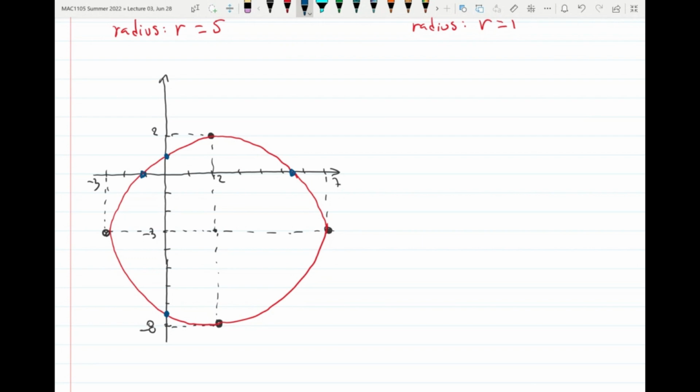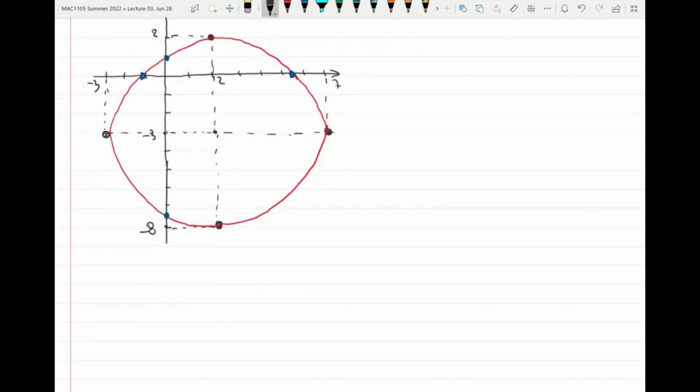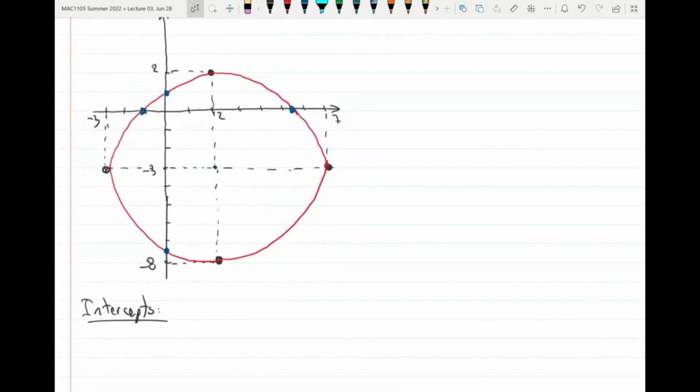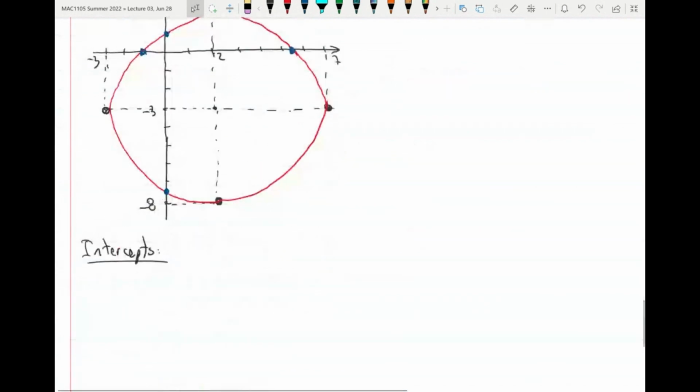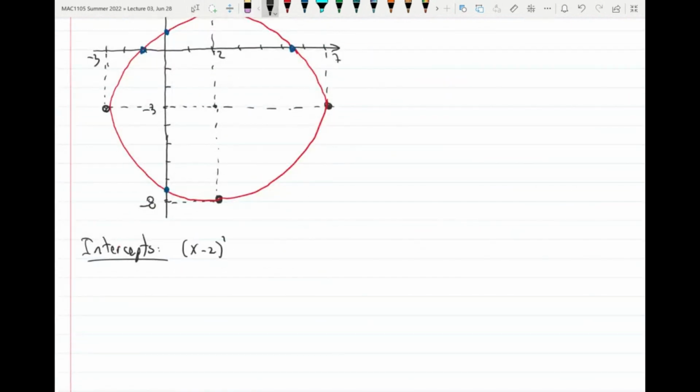And the moment that you give me those points, even if the picture is super messy, it's already fixed what the circle is. Okay? So let's find the intercepts. This is a good application of what we have discussed about quadratic equations. So the intercepts. Given, and let me write down the equation. What was the equation? X minus 2 squared plus y plus 3 squared equals 25.